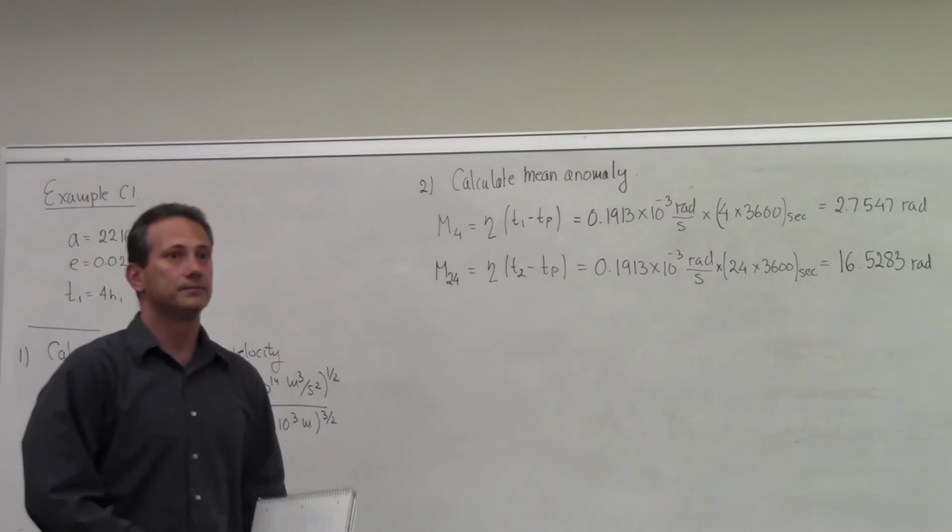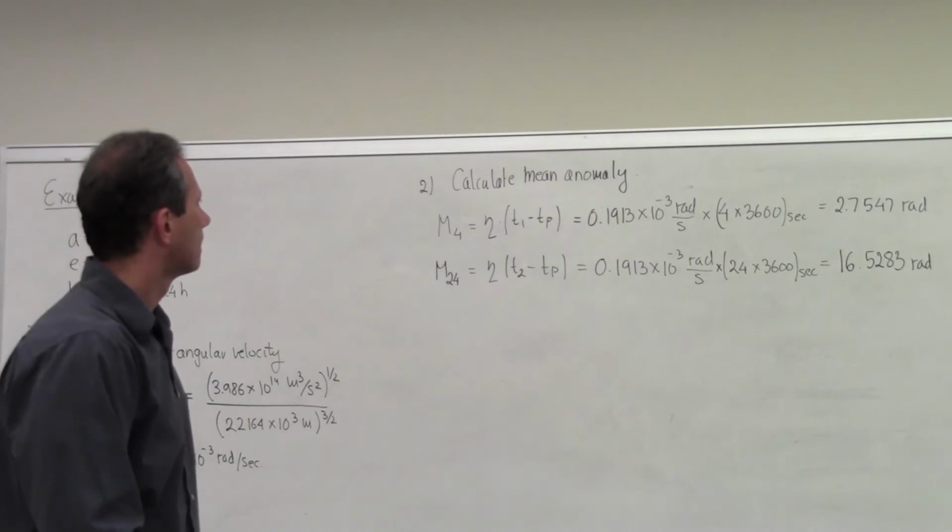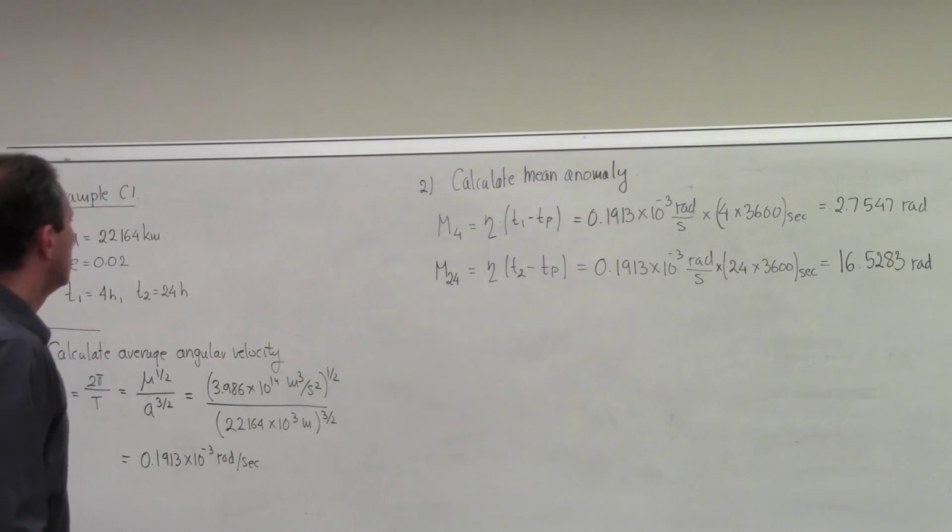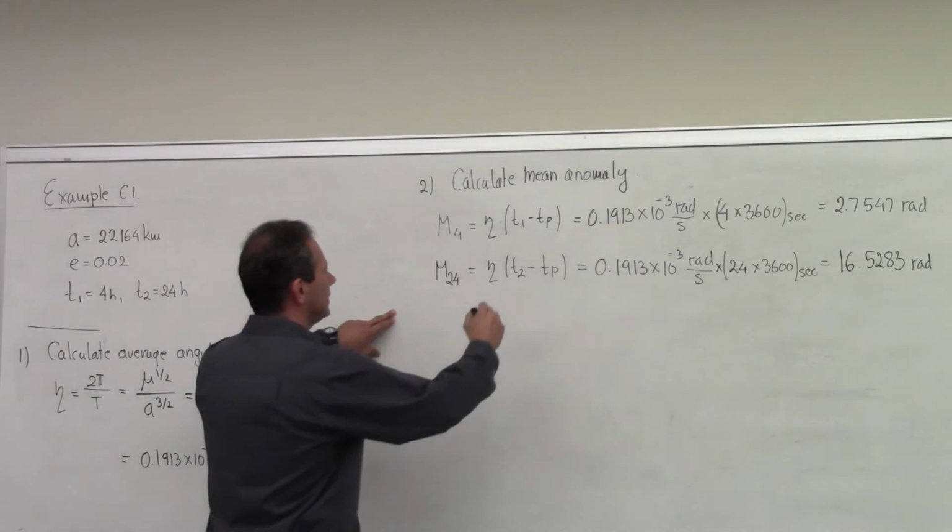Go ahead. Your T perigee, is it always going to be 0? Or should it be the delta T, right?